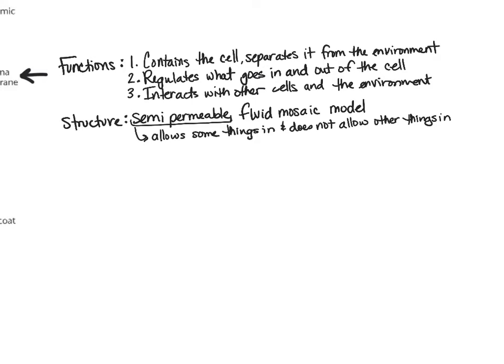Now this fluid mosaic model piece means that it is fluid, meaning that the parts that make up the plasma membrane are flexible. They're moving around. They can change shape. So let's put fluid here. Fluid meaning the membrane is flexible and can change shape.